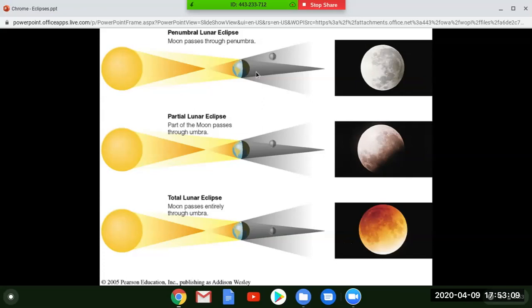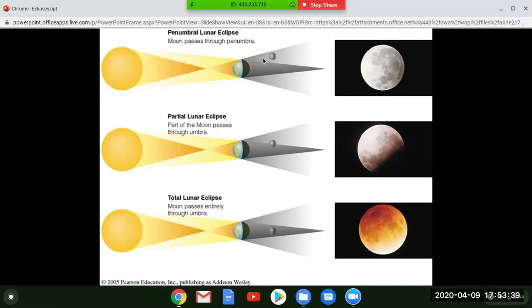Now, what happens sometimes is this. The moon could go through just the penumbra. So look, the moon could go straight through the penumbra, and what we get is a penumbral lunar eclipse. So for a penumbral lunar eclipse, the moon gets a little bit darker, but you can't even usually tell that. The moon, a full moon, gets a little darker because it's in the penumbra of the Earth's shadow. And you can't even tell that.